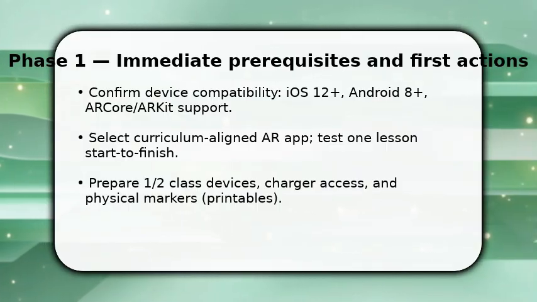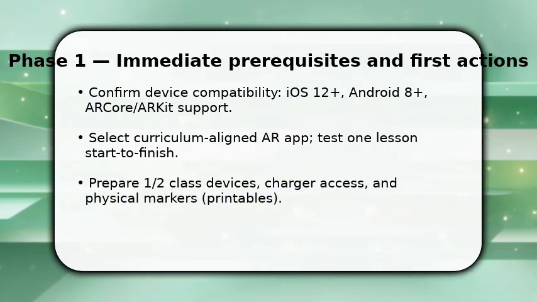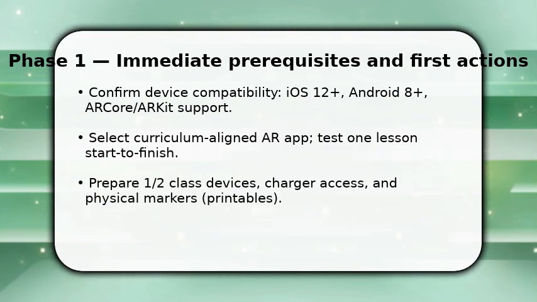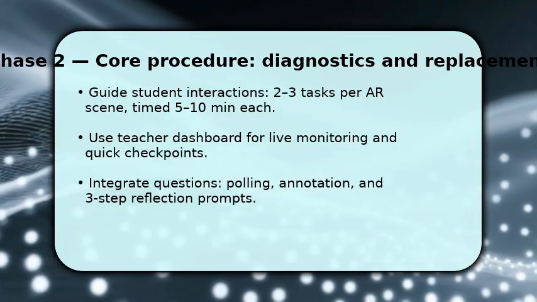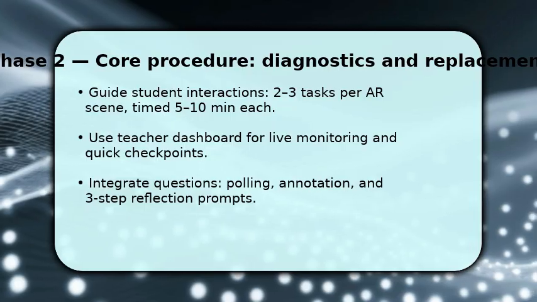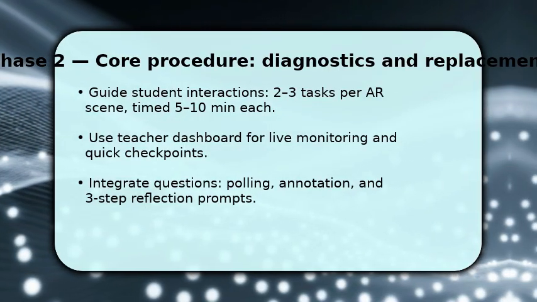This reduces setup friction. You'll explain the objective in one sentence, model a single interaction, and then hand devices to students so they can begin exploring immediately. Once students are engaged, you transition into guided practice and monitor progress via the teacher dashboard. Use live view to spot misalignment and offer quick corrections.